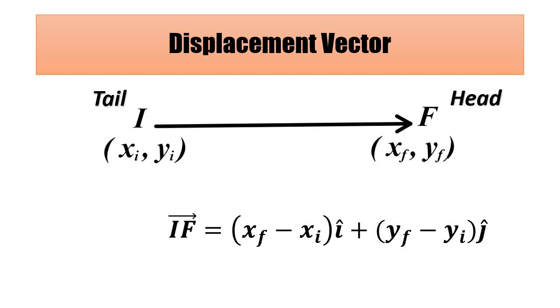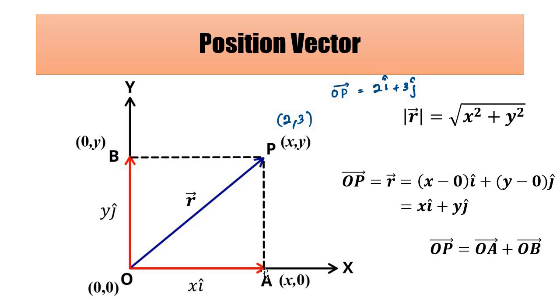Okay, so basically the displacement vector is the difference between the final position coordinates and the initial position coordinates for the respective components, the x component and the y component. So this is the x component and this is the y component, and we can always resolve any vector along the x axis and the y axis. It is called the resolution of a vector into its component form.